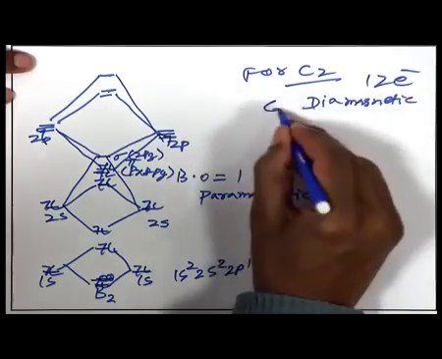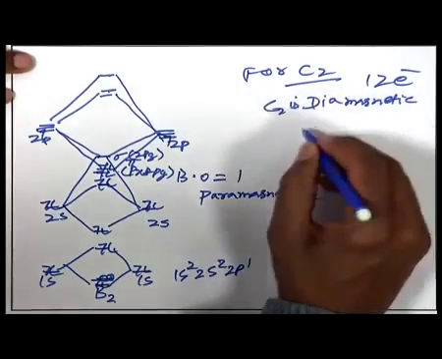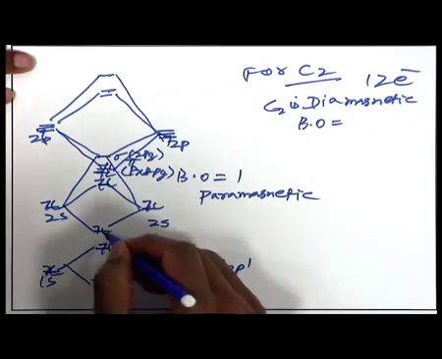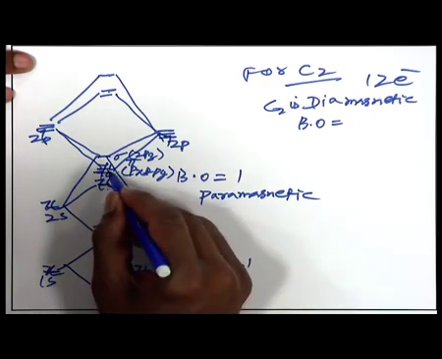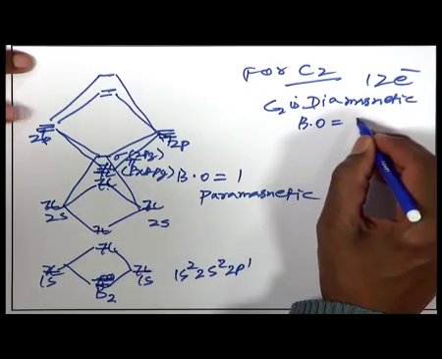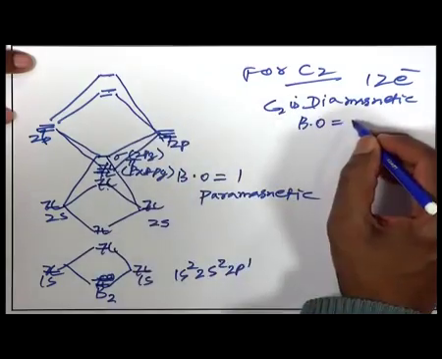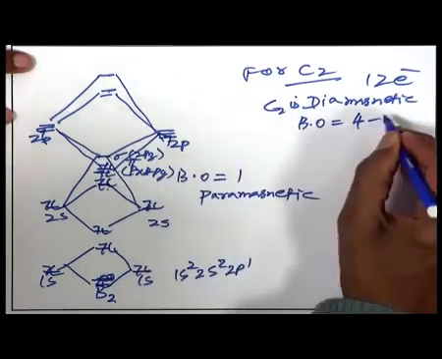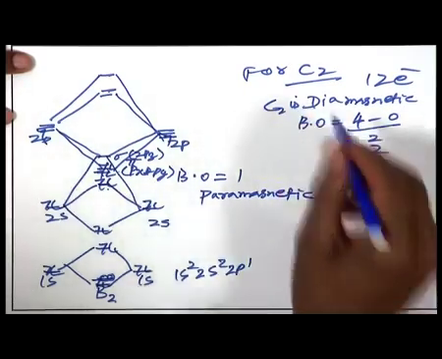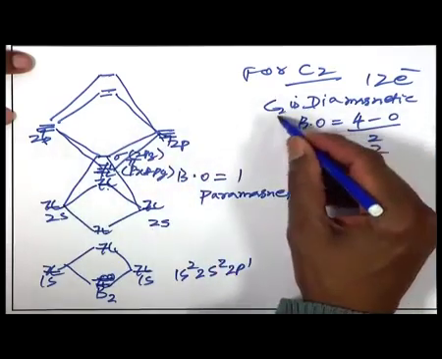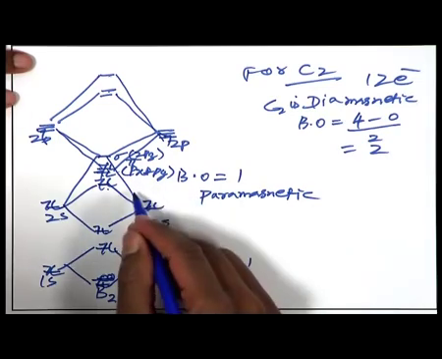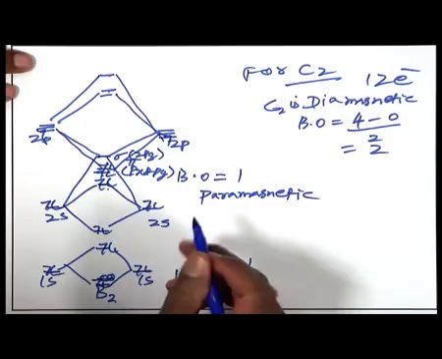C2 is diamagnetic, and for the bond order, these 2 cancel each other, and then you have a bonding orbital with 4 electrons, and there is no anti-bonding orbital. So, bond order is equal to the number of electrons present in the bonding molecular orbitals, that is 4 minus 0 divided by 2, equal to 2. The bond order is 2 for C2. Now, this diagram explains the actual property of C2, which is diamagnetic. So, this correct diagram should be used for explaining the property of C2 or B2 molecules.